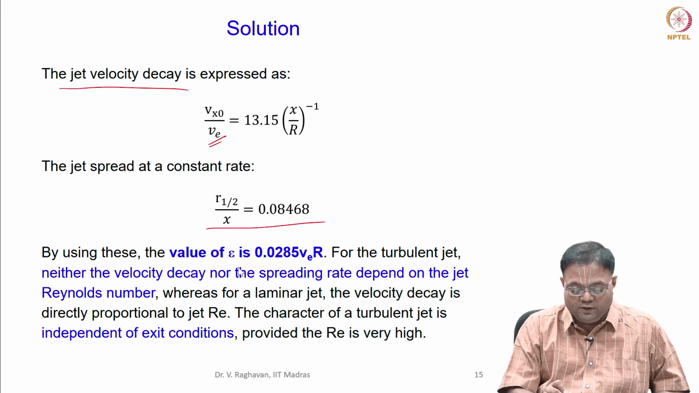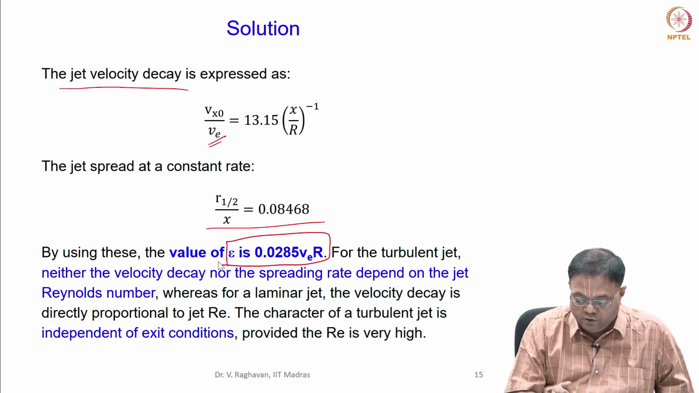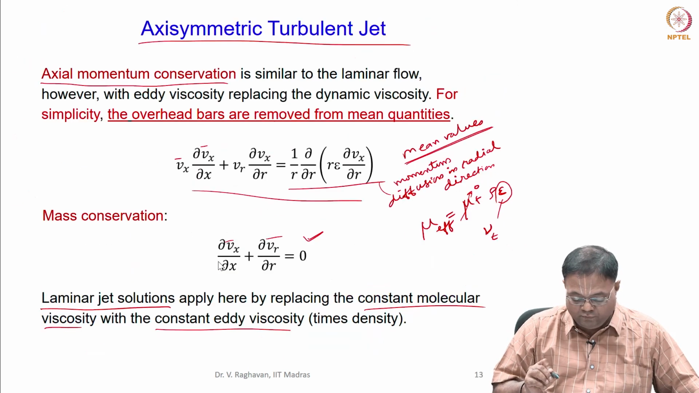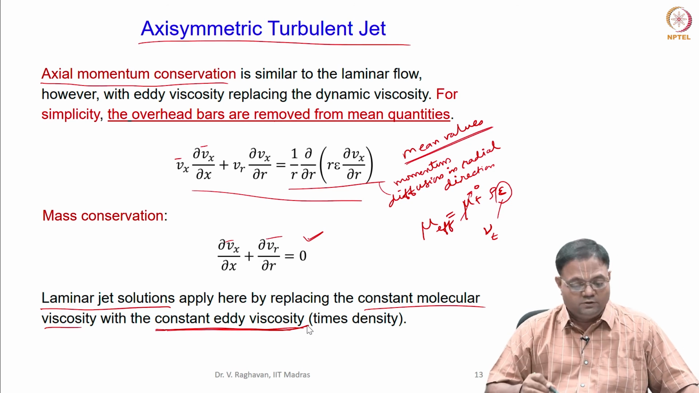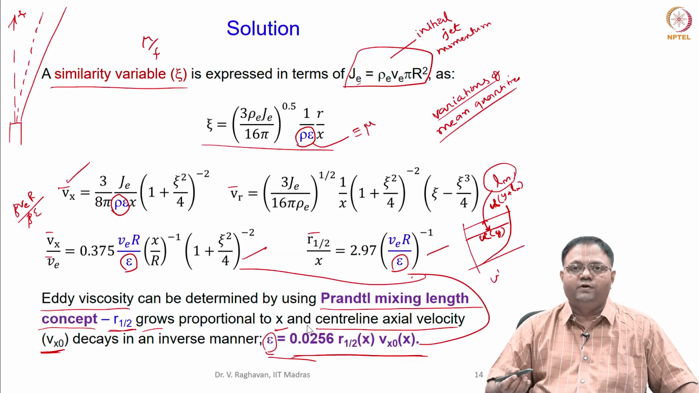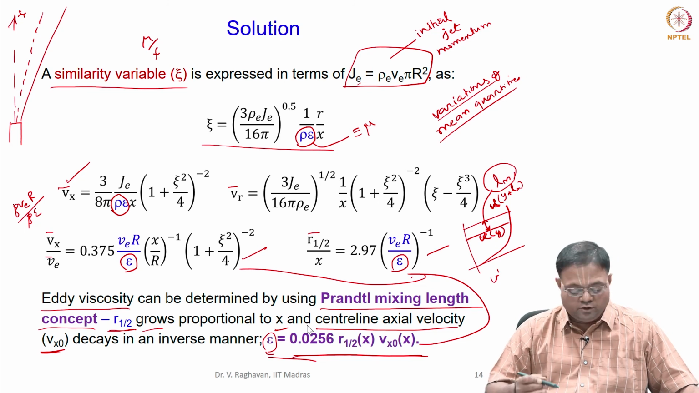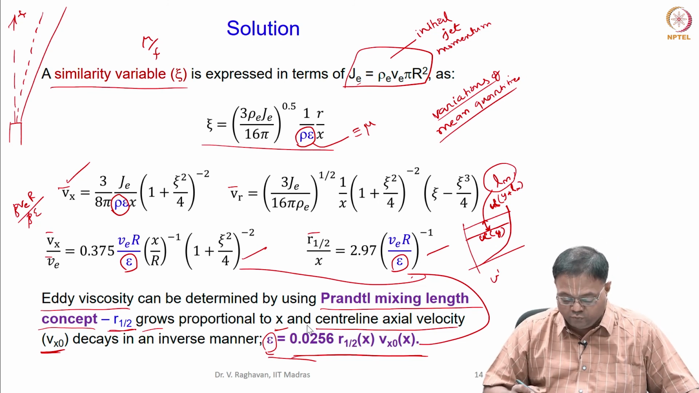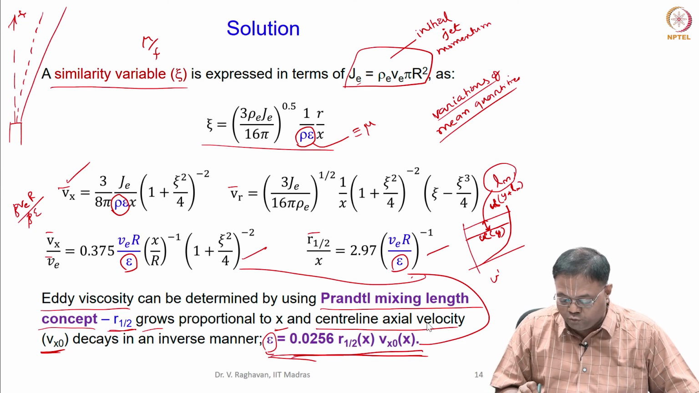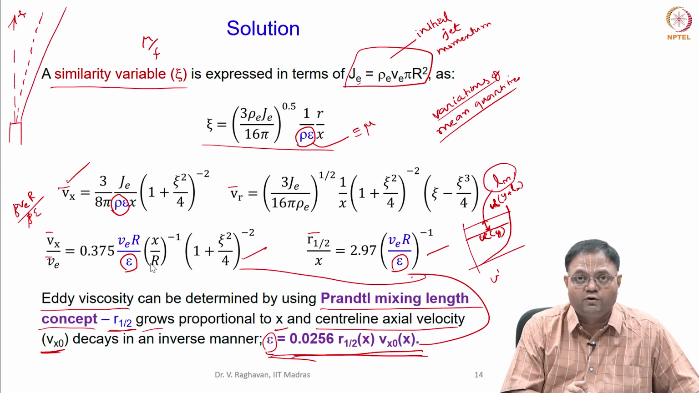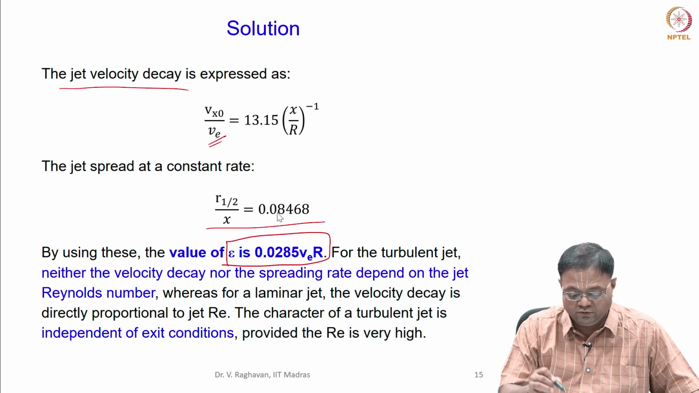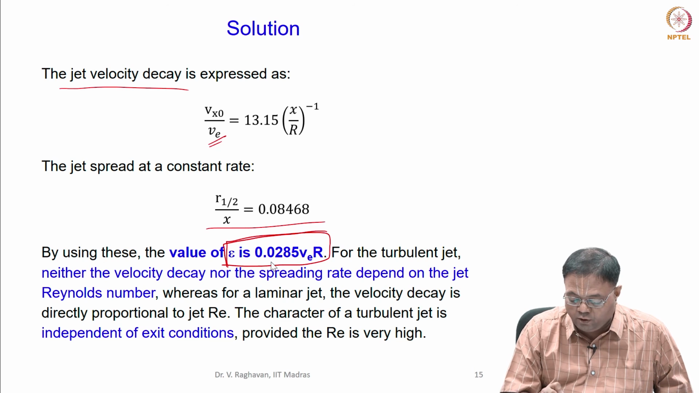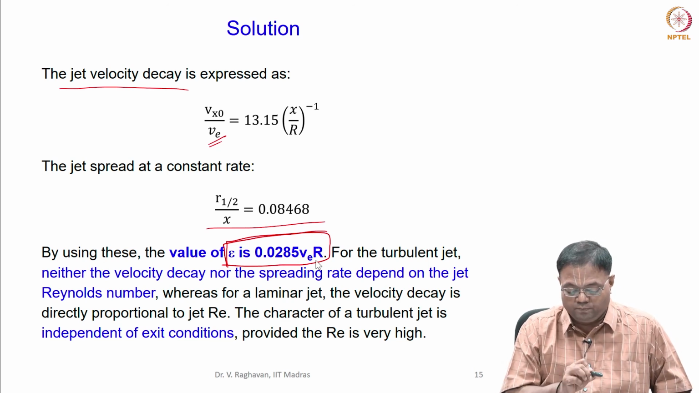From that you can see the epsilon value. When we postulated this problem, we said that we will use a constant eddy viscosity for the solution of the turbulent jet. A lot of simplifications have to be put in when you derive a theoretical solution for a complex problem. So, when you substitute this in the Vx0 by Ve equation and set r equal to 0, and similarly R half by x, you get these equations, and finally you get the epsilon value as a constant, 0.0285 times Ve into r.